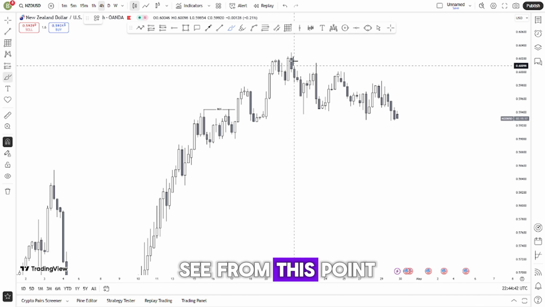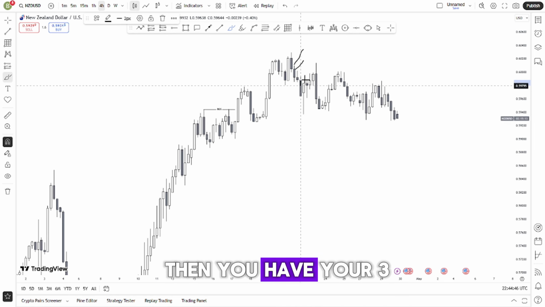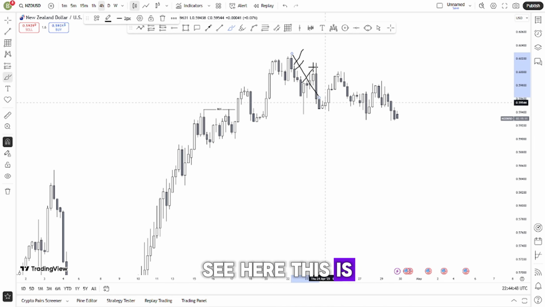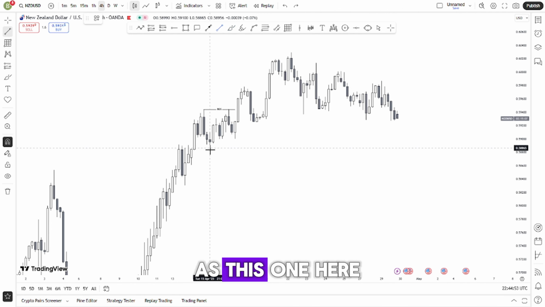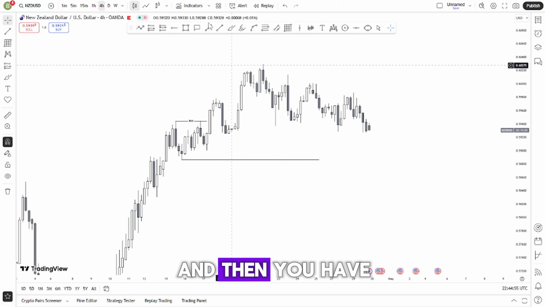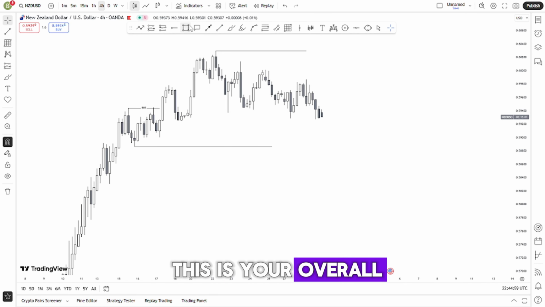So as you can see from this point, you have your 1, your 2, this was a bit small, and then you have your 3. So as you can see here, this is your overall pullback. So it means you have your low as this one here, the lowest point, and then you have your highest point as this one here. So this is your overall trading range.